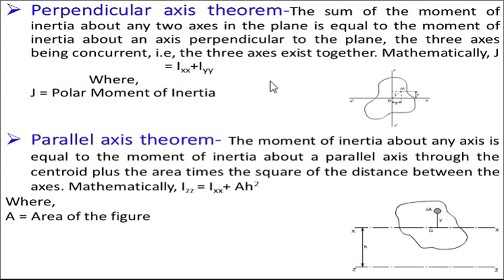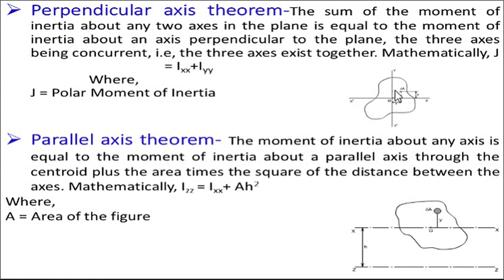And here this perpendicular axis theorem says that the sum of moment of inertia about any two axes, like x axis and y axis, if you find the moment of inertia about both of these axes, then it is equal to the moment of inertia about an axis which is perpendicular to the plane. So here only two axes you can see, but there is a third axis also, which is in the zz direction, which is perpendicular to this plane.